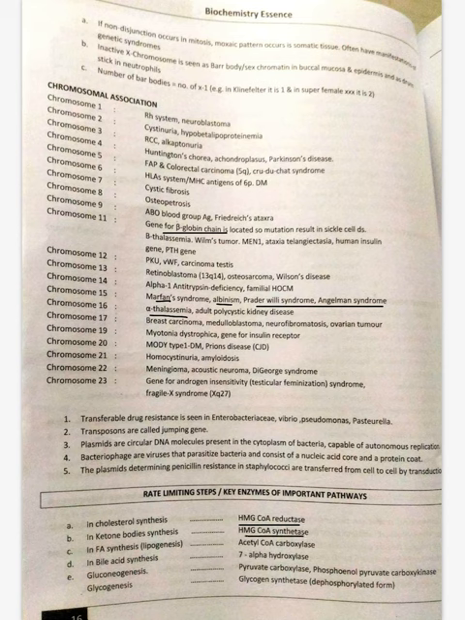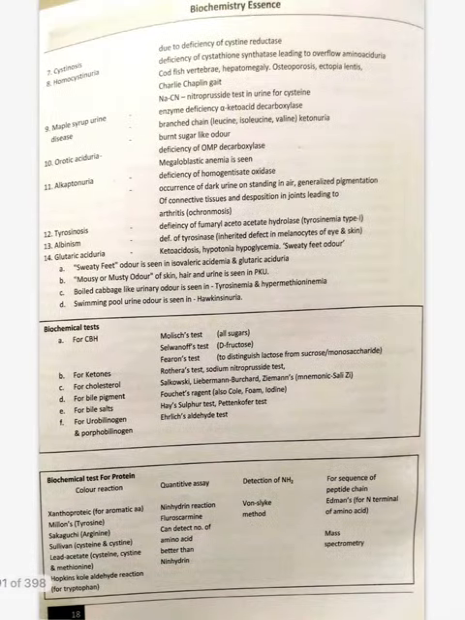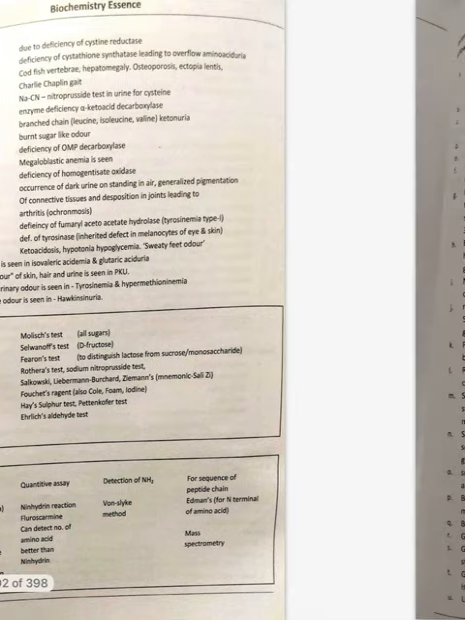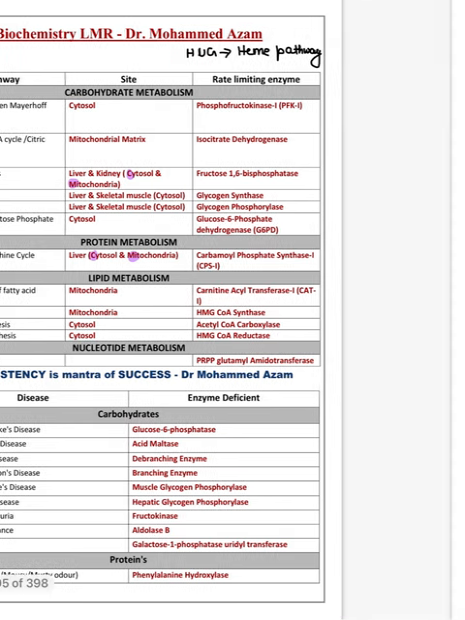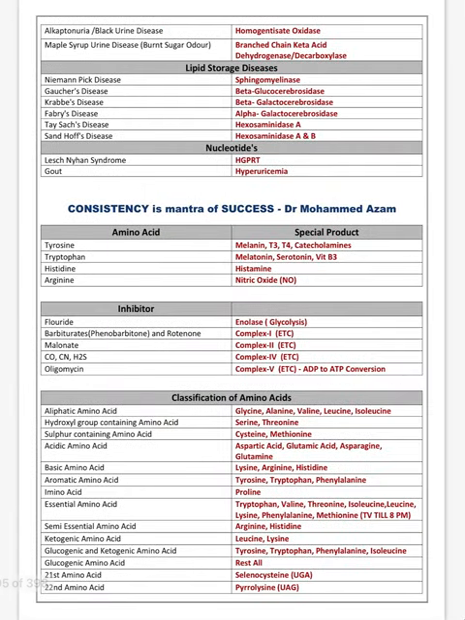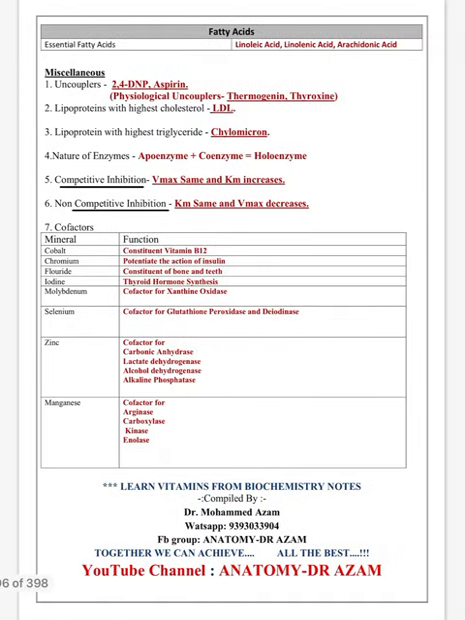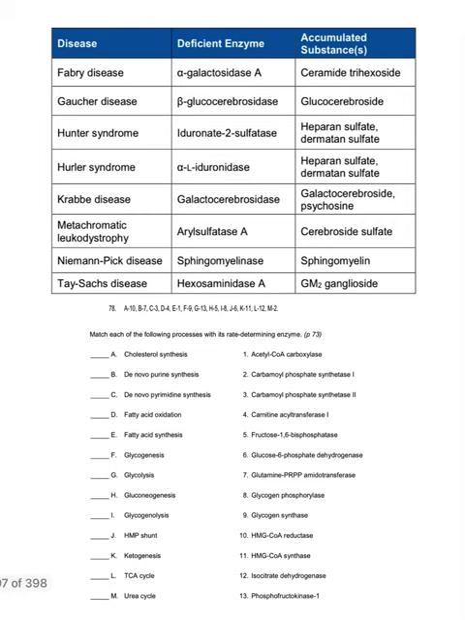Then the rate limiting enzymes, which we have already read. Cholesterol synthesis: HMG-CoA reductase. Ketone body synthesis: HMG synthase. Bile acid synthesis: 7-alpha-hydroxylase. So we have already done these enzymes and everything is almost done. This is all you need to know. This is the PDF I've added, a must-revise topic. We have discussed almost everything important from the exam point of view. This is a summary table which I tried to make.